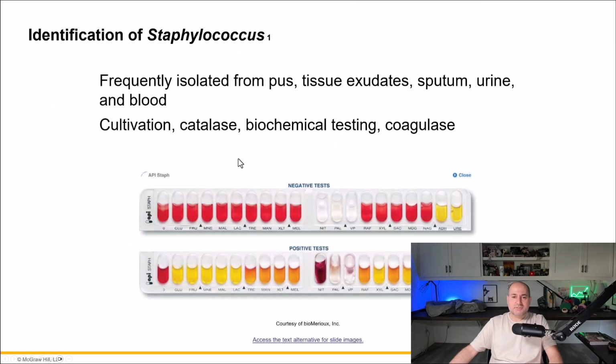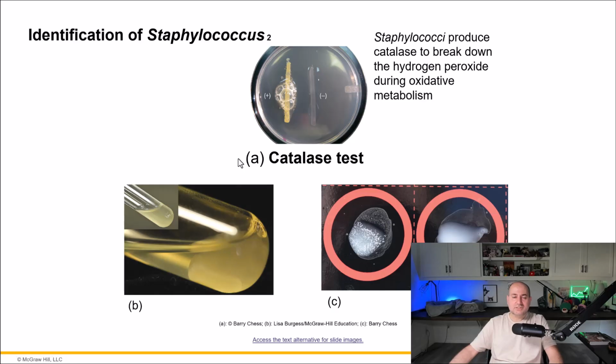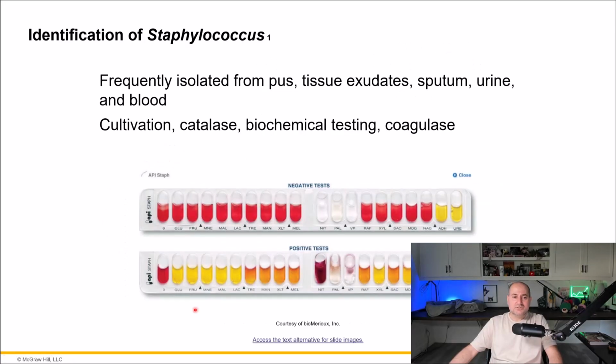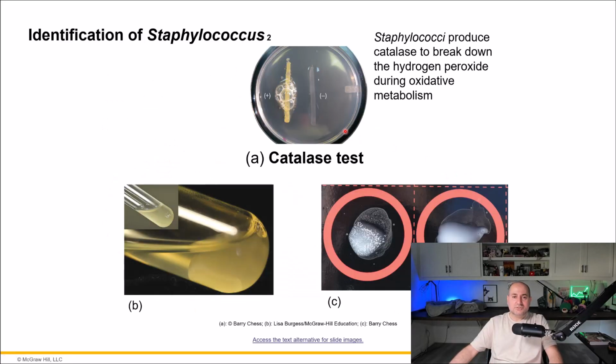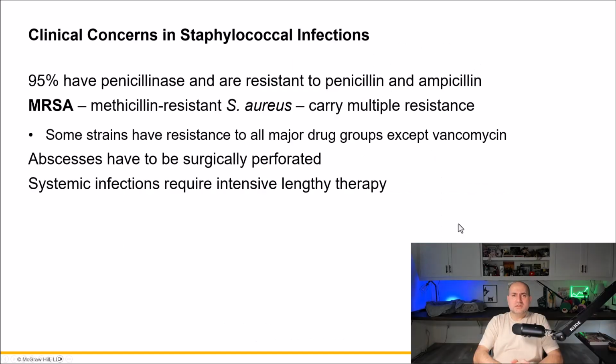All of these, by the way, are tests that are done to identify staph. So if you want to identify staph in a patient, you could do the API test, you could do a catalase test, coagulase test, and these serological tests. All of these are common tests to confirm the presence of a staph infection in a patient. Now let's discuss some clinical concerns regarding staph infections.